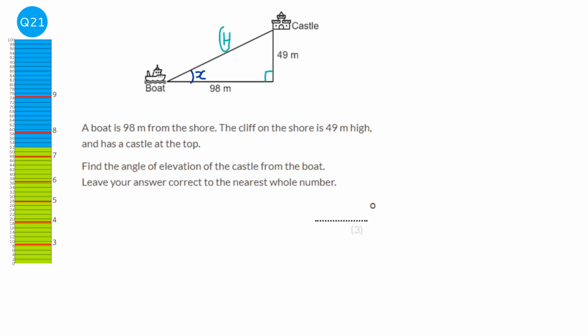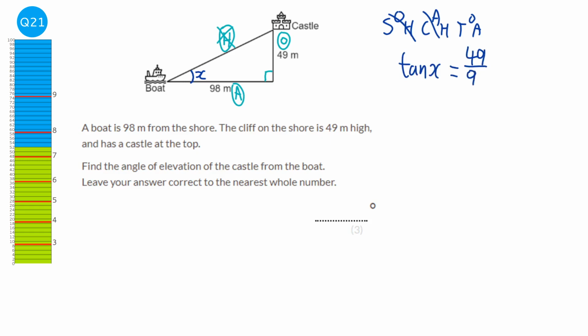So we're just going to label this up. We've got the opposite here, adjacent here. We don't need the hypotenuse at all, so get rid of that. Let's just put our SOHCAHTOA in. So we've crossed out the hypotenuse, so it won't be sine or cos, it will be tan. So tan x is equal to the opposite, which is 49 over 98.